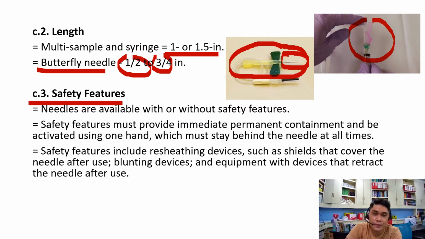So safety features must provide immediate permanent containment and be activated using one hand, which must stay behind the needle at all times. Safety features include resheathing devices such as shields that cover the needle after use, blunting devices, and equipment with devices that retract the needle after use. So those are some of the safety features for needles with safety features.